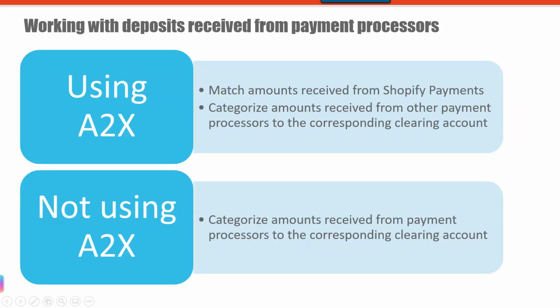One thing to keep in mind also, and definitely a source of a lot of bookkeeping errors that I see, is that while you may record all of the income, you have to also know how to record the deposits correctly that you're receiving from all of the payment processors. So if you're using A2X, you need to make sure that you're matching the amounts received from Shopify payments and that you're categorizing amounts received from other payment processors to the corresponding clearing account. If you're not using A2X, then you need to make sure that you're categorizing all of the amounts received from payment processors to the corresponding clearing account.